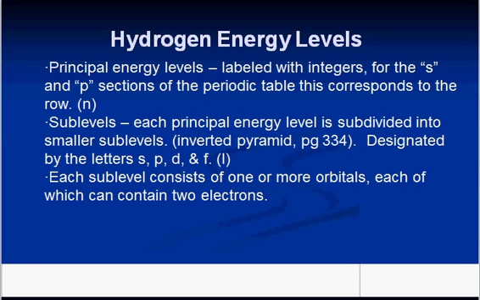We have sublevels. Each principal energy level is subdivided into smaller sublevels. We've got an example on page 334. It's an inverted pyramid that shows how these sublevels are figured out. We designate these by the letters S, P, D, and F. Each sublevel consists of one or more orbitals, each of which contains 2 electrons.